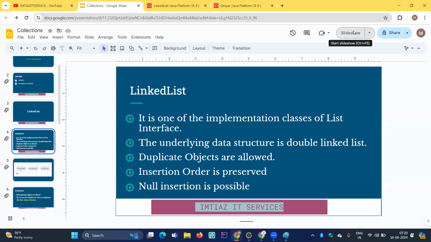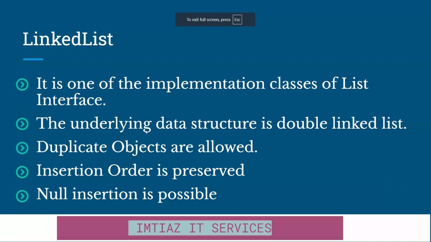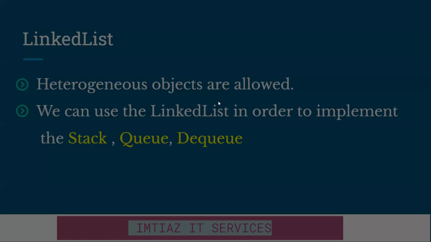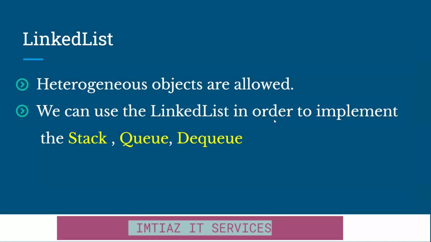Okay, let me come back here. Let me make you understand. The first thing is the underlying data structure is a doubly linked list, and we understood how it looks and what the advantage is when you compare with a list. Next, duplicate objects are allowed because it's a list category. Insertion order is also preserved, which is very important. Null insertion is possible. We can store the null value also. Next one is what? As I said, heterogeneous objects are allowed, and we can also use linked list to implement the stack, queue, and deque. So these are very important points you have to remember here.